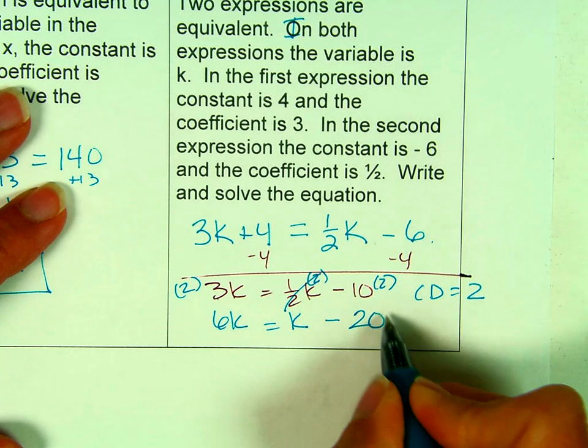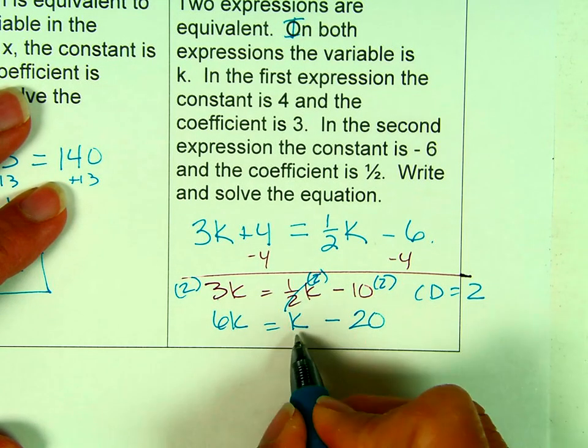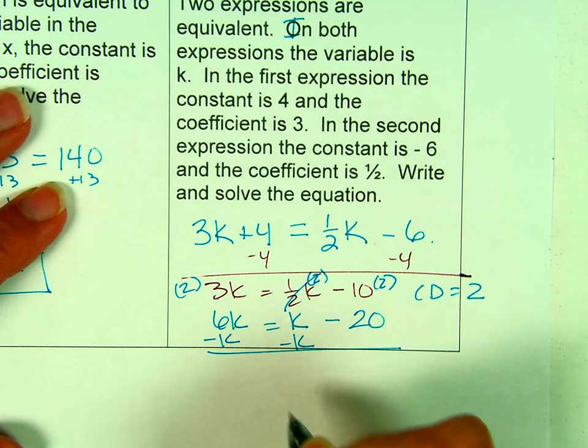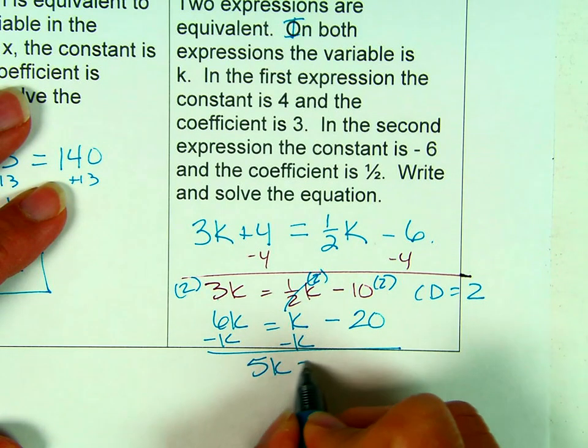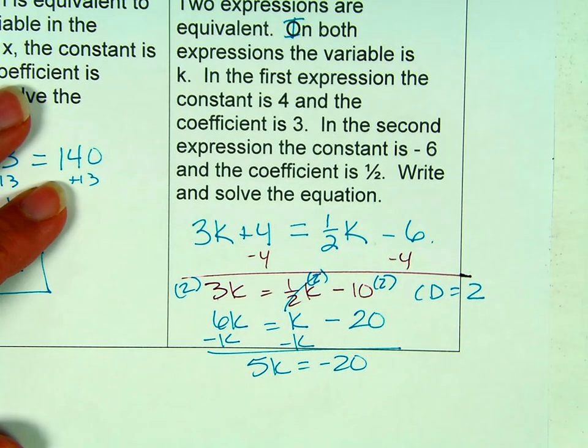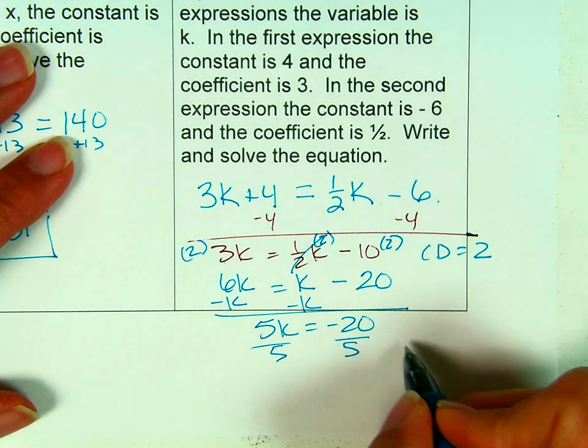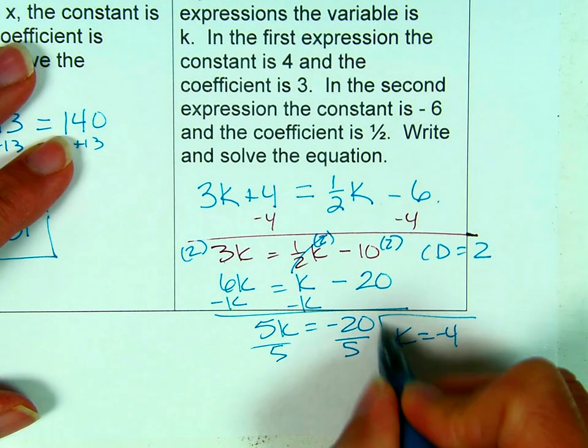So now I have all my numbers over here. I've already moved them, but now I've moved my k's over. So I'm going to subtract k from both sides. And I'm going to get 5k equals negative 20. I'm going to divide both sides by 5, and k equals negative 4.